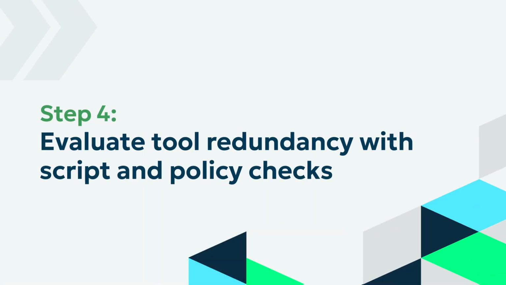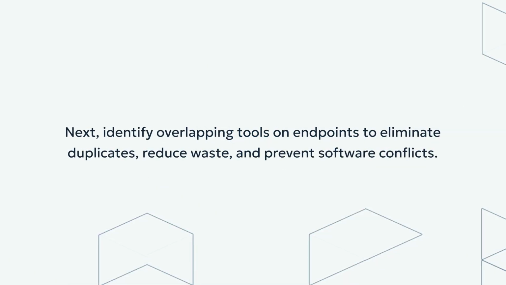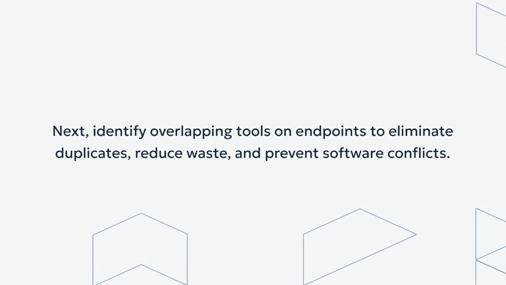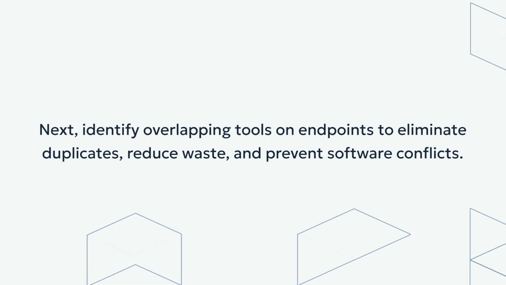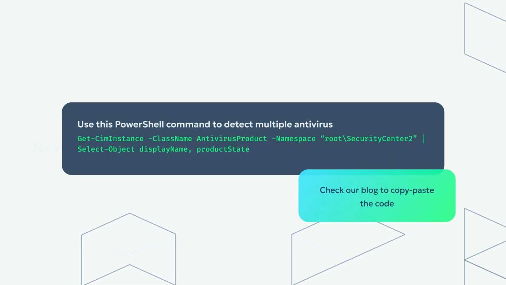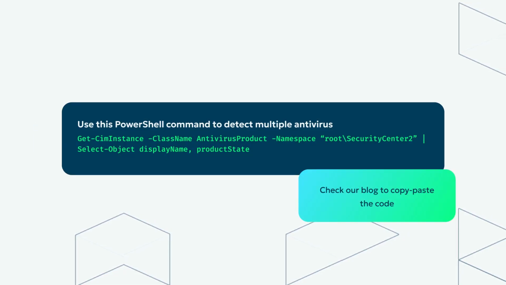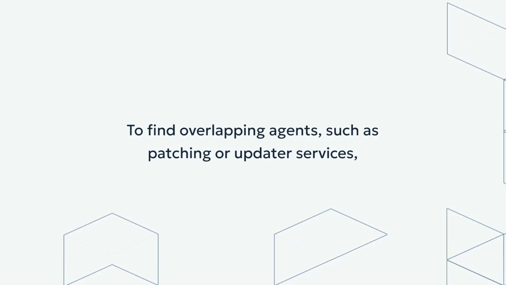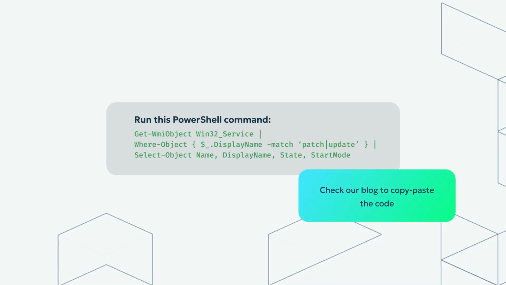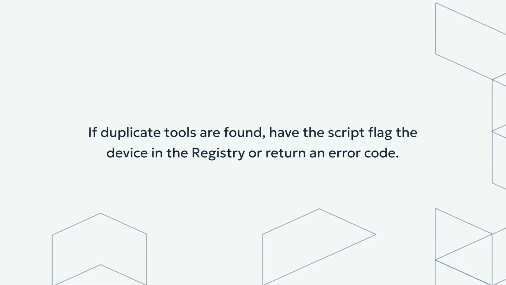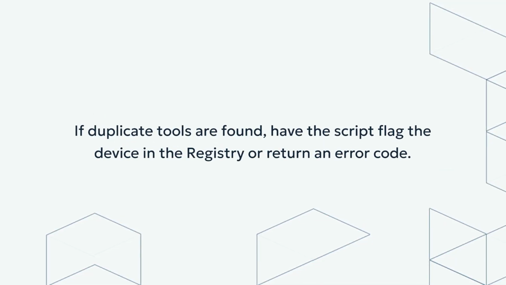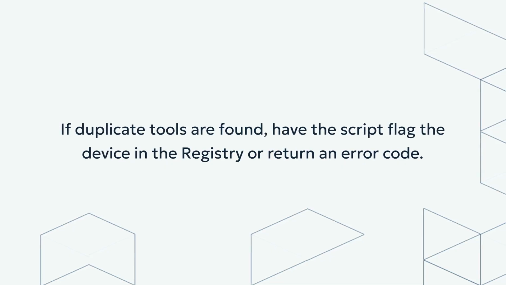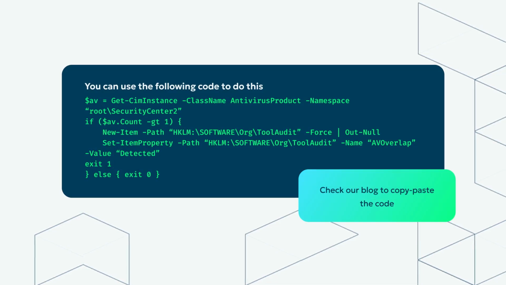Step 4. Evaluate tool redundancy with script and policy checks. Next, identify overlapping tools on endpoints to eliminate duplicates, reduce waste, and prevent software conflicts. Use this PowerShell command to detect multiple antivirus products. To find overlapping agents, such as patching or updater services, run this PowerShell command. If duplicate tools are found, have the script flag the device in the registry or return an error code. You can use the following code to do this.